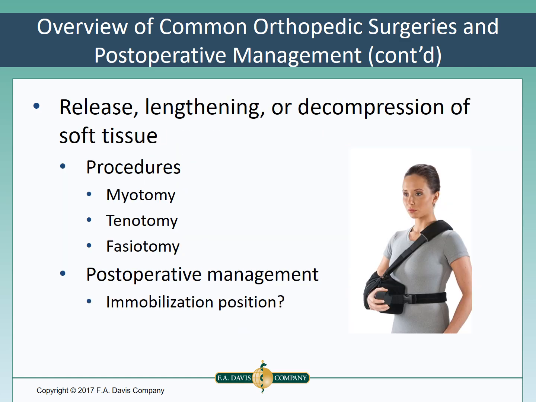You can also do releasing, lengthening, or decompression of tissues. So basically what ends up happening is myotomy: you're cutting the muscle. Teno, you're cutting a tendon. Fascio, you're cutting the fascia. And so that could be a lot of things. I may do a fascial release if I'm having what we talked about before with that compartment syndrome.